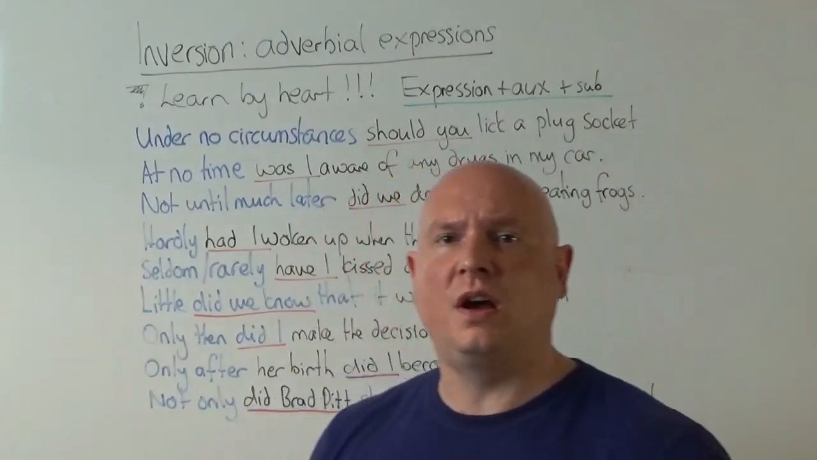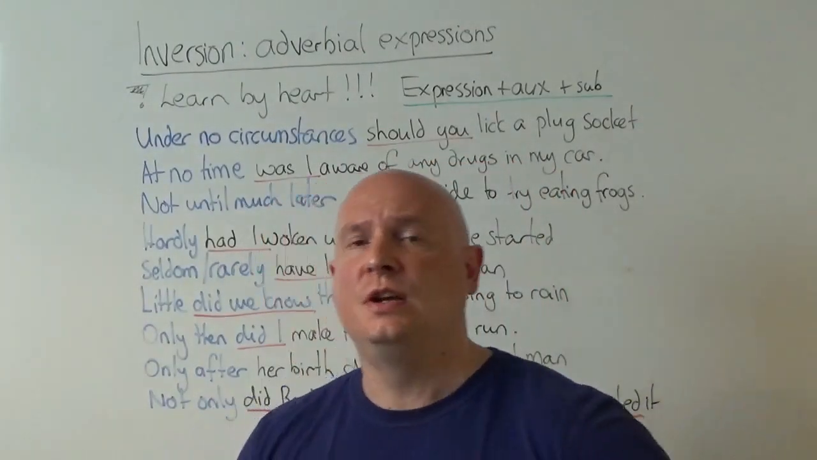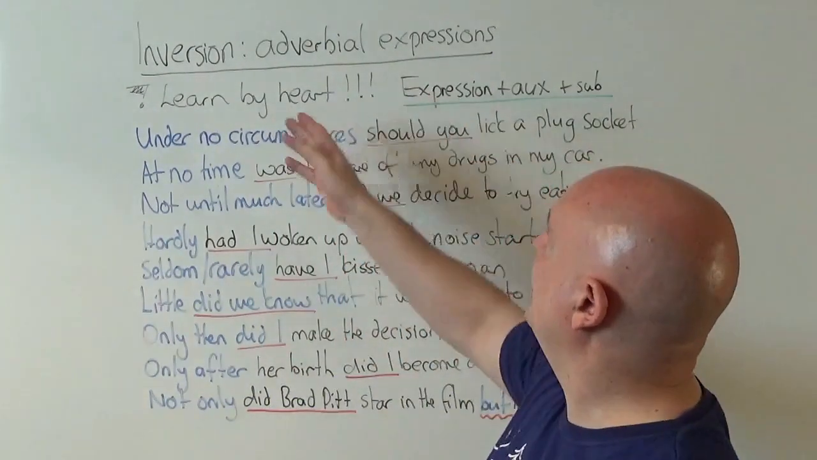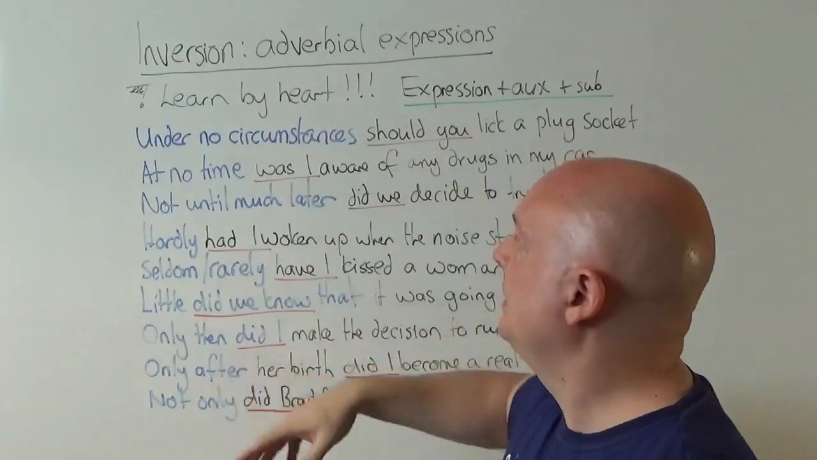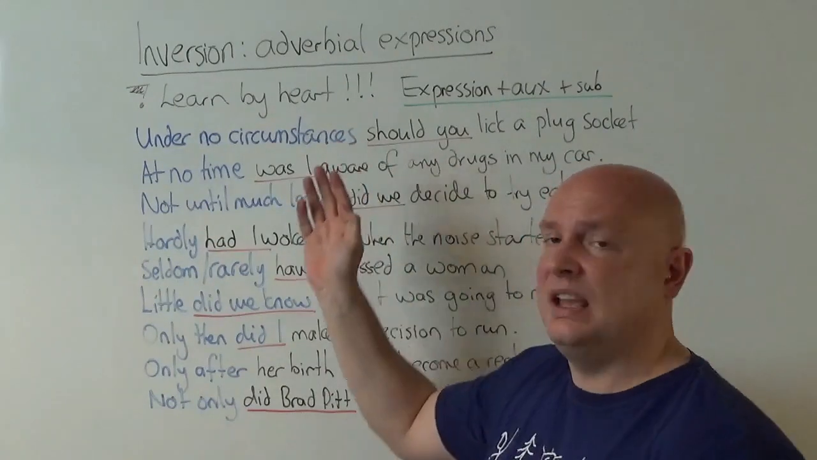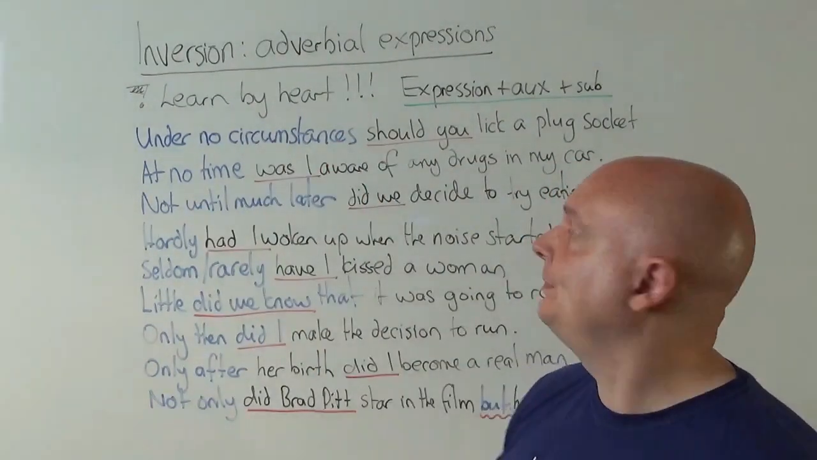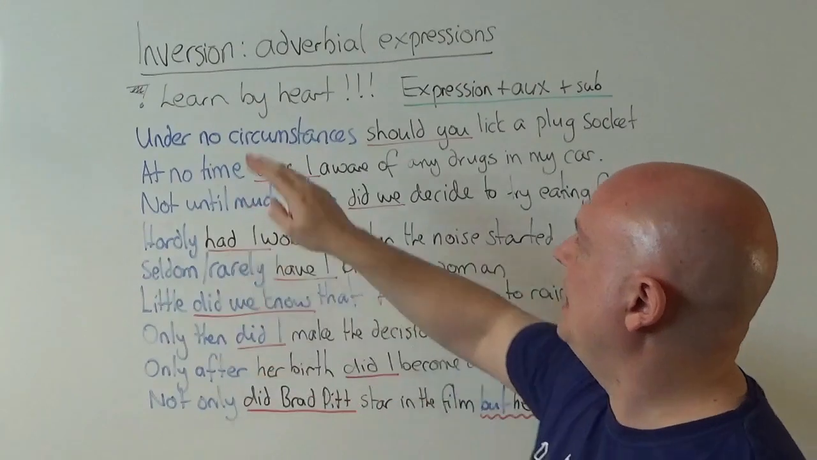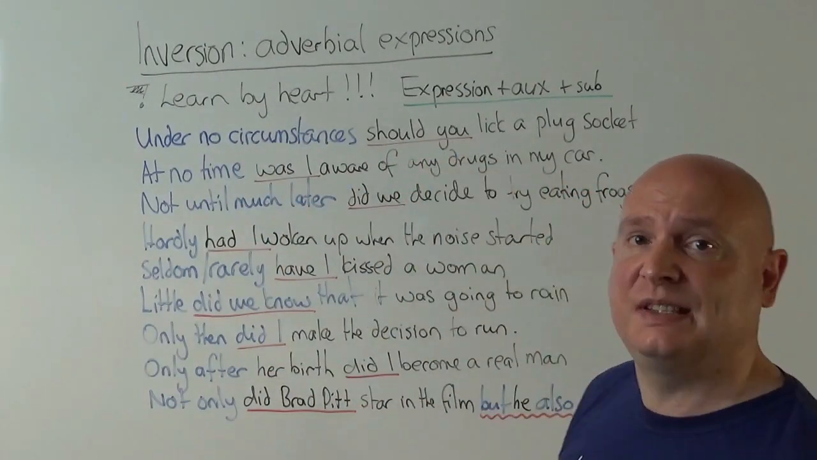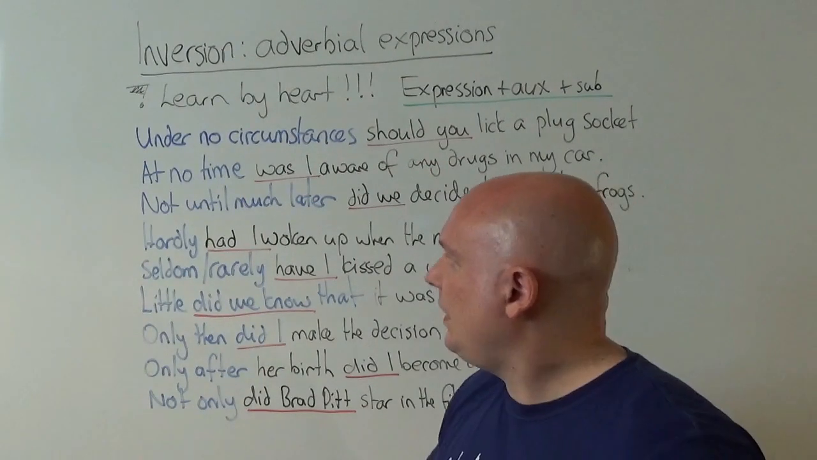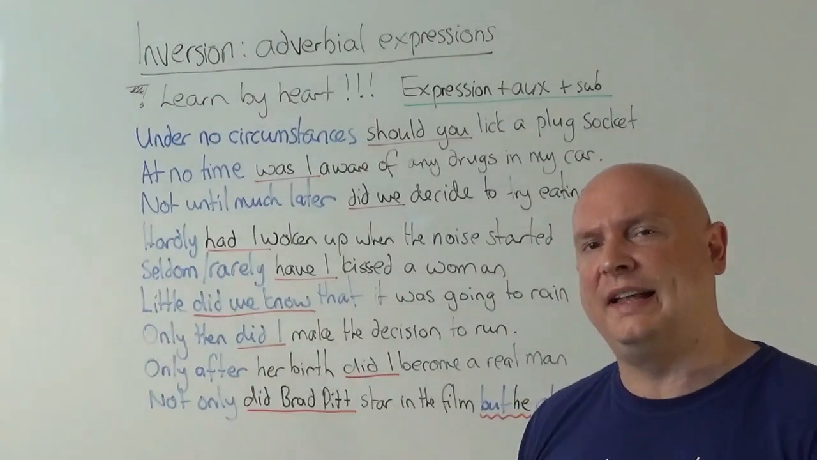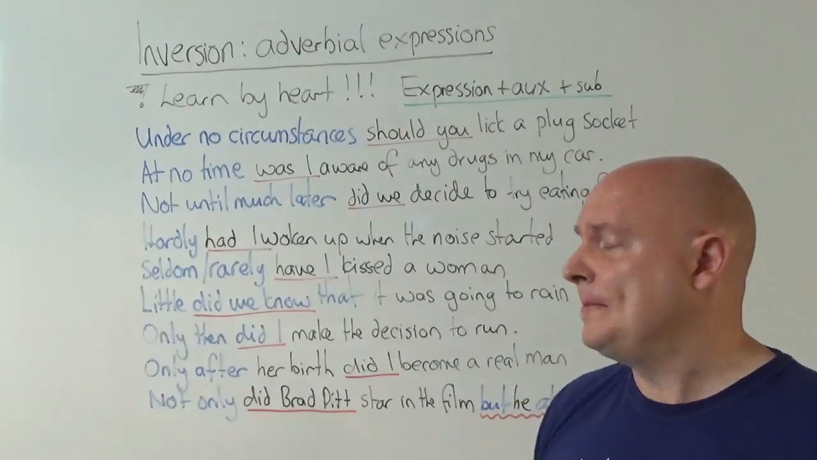So my friends, here we are at the last part of the first section with our auxiliaries in inversion. Now, these are inversion with adverbial expressions, like under no circumstances, at no time, etc. The thing is, you must learn these by heart. Basically, it works as you have your expression, plus your auxiliary, and your subject. It's as simple as that. Now, some of these expressions are very emphatic. You'll only find them in literature style.